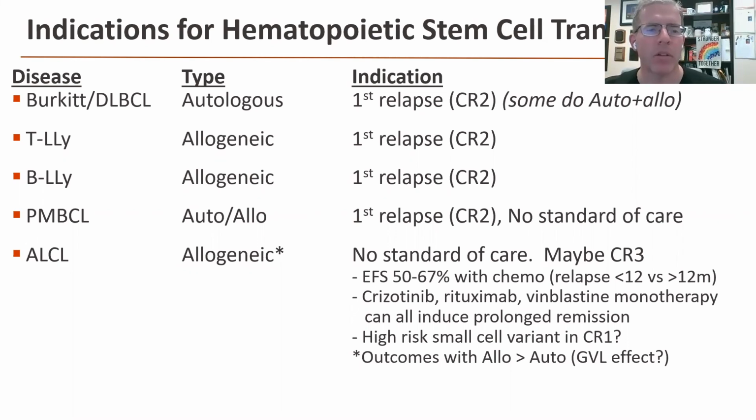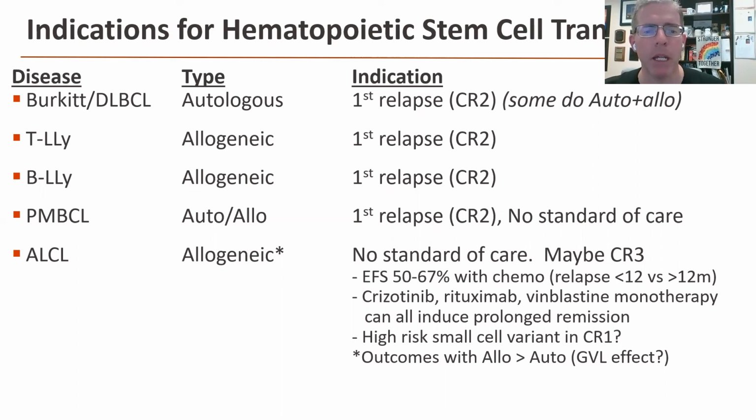So one of the components of the different disease talks is to talk about the indications for stem cell transplant. Here you can see that most of the time we do bone marrow transplant for relapse lymphoma, it's in first relapse or second complete remission. The one that's a little bit challenging is anaplastic large cell lymphoma, because there really isn't a good standard of care. We know that we can have a good event-free survival of 50 to 67% with chemotherapy only.